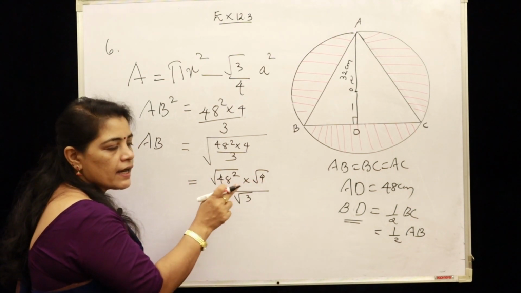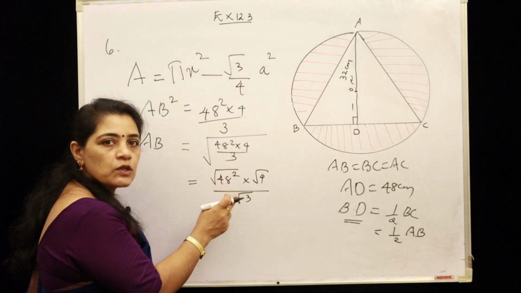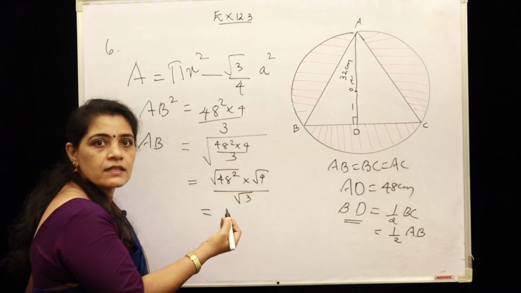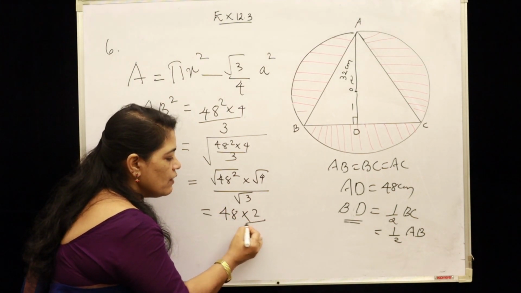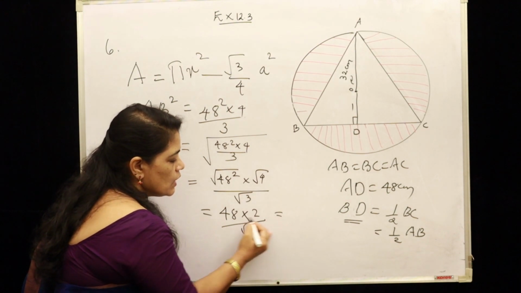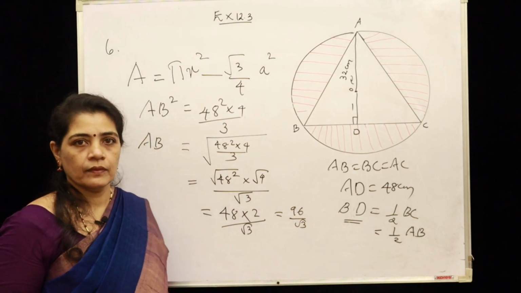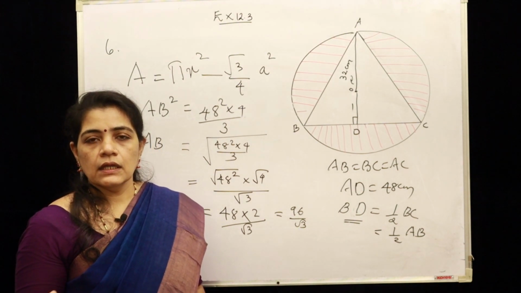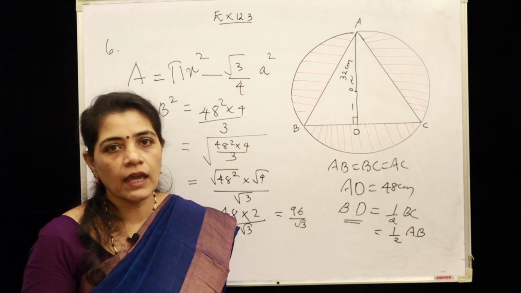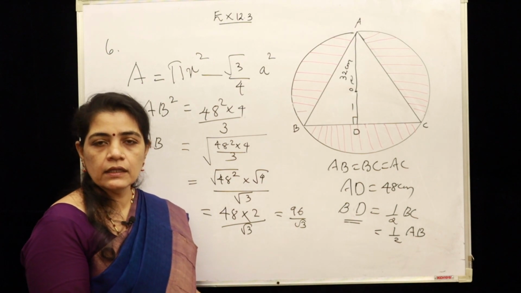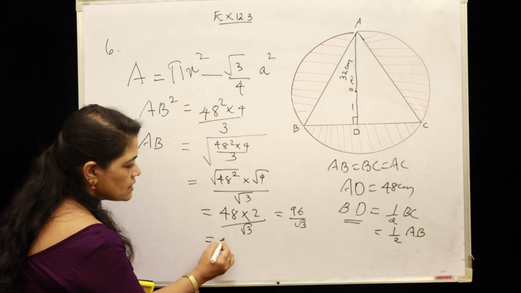Since they are connected by into, we can take the square root separately. So square root and square get cancelled. The square root of 48 square is simply 48, and the square root of 4 is 2, divided by root 3, that is 48 into 2 is 96 divided by root 3. And we know that if the irrational number comes in the denominator, we have to rationalize. So multiplying and dividing with root 3 by root 3, that comes in the next step.